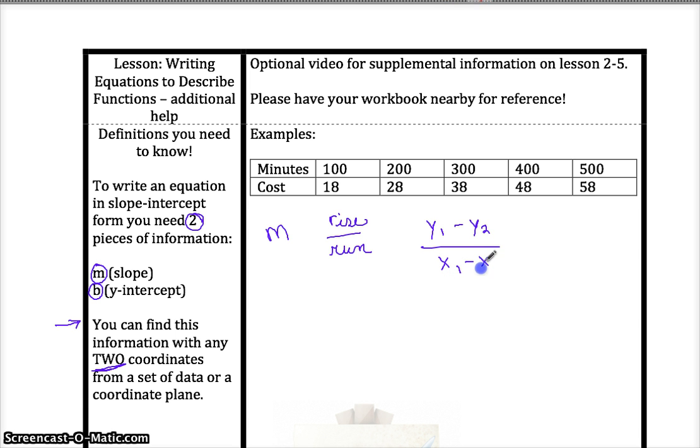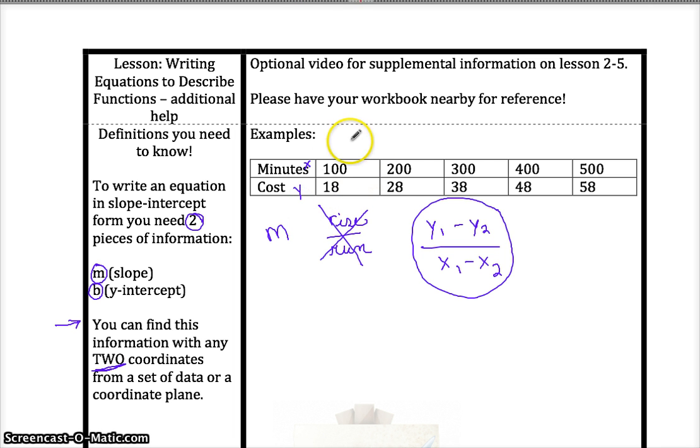When we're looking at data like this, can I do rise over run with this? Can I count 1, 2, 3, 4, 5, 6, 7? I can't, because I don't have a coordinate plane. So this one is not an option for me right now. This one will get me the answer. So I need x's and y's. Well, if your book puts minutes as x, then cost is y.